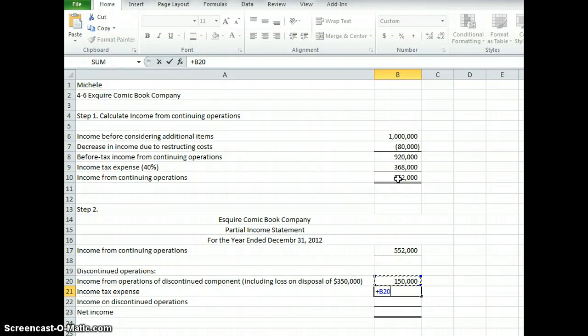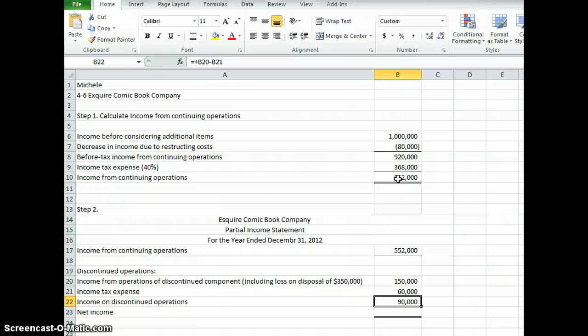We know that our income tax rate is 40%, so 150, or the cell reference for 150 in this case, times 0.4 is an income tax expense of $60,000. Net the 2. Income before taxes is 150. I'm going to subtract my taxes, and I'm going to show income from discontinued operations of $90,000.